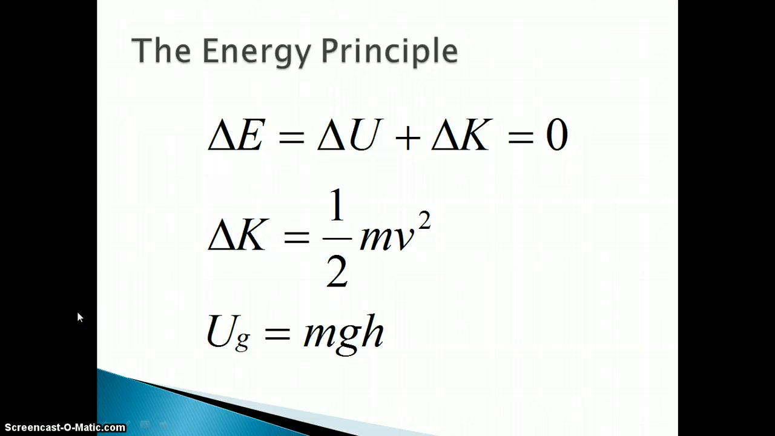Incorporating what we know about the energy principle, we know that the change in energy is equal to the sum of the potential energies plus the sum of the kinetic energies. And since we know that energy must always be conserved, we can set this equation equal to 0. In our system, the change in kinetic energy is equal to 1/2 mv squared. Also in our system, the potential gravitational energy is equal to the force of gravity times the distance h, or the height of the ball from the ground.